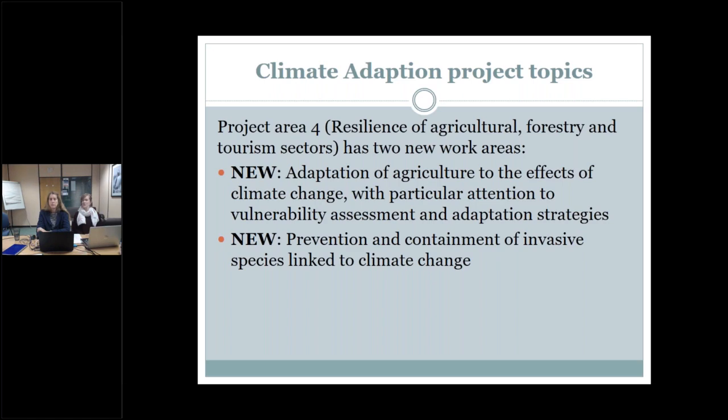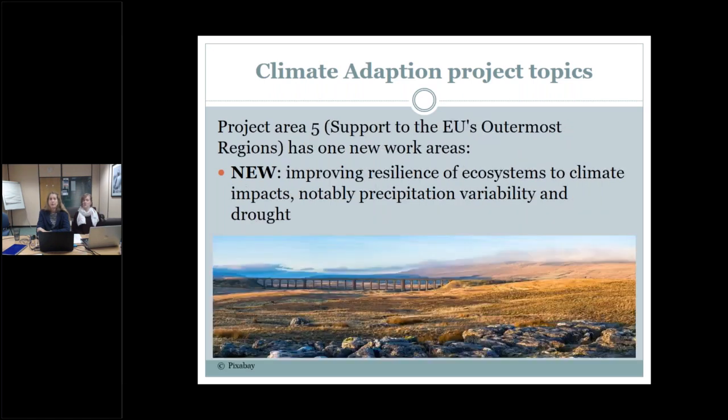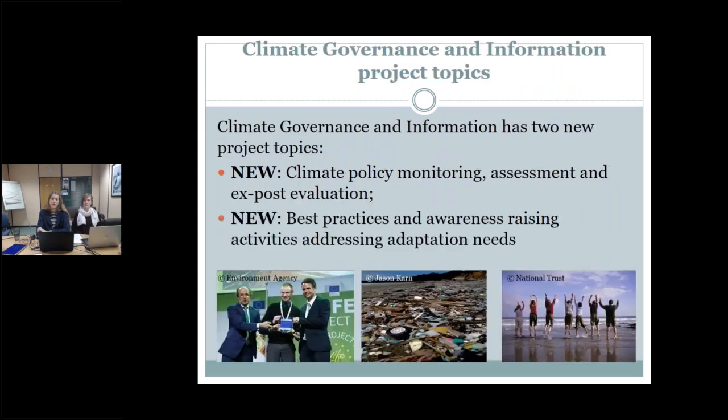Then there are 2 new project topics under project area 4, resilience of agriculture, forestry and tourism. These new project topics include adaptation of agriculture to the effects of climate change, with particular attention to vulnerability assessment and adaptation strategies, and the prevention and containment of invasive species linked to climate change. Under project topic 5, the support to the EU's outermost regions, a new project topic was included to focus on improving resilience of ecosystems to climate change, and notably precipitation variability and drought.